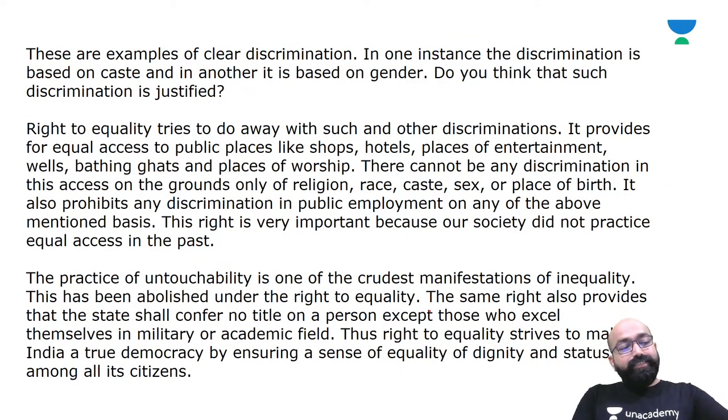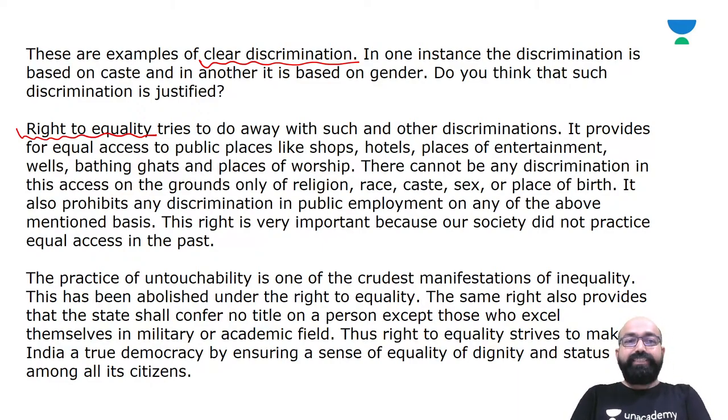Now, see the two examples: the example of Suresh Kumar and the story of the news anchors. These are examples of clear discrimination. In one instance, the discrimination is based on caste, and in the other, on gender. Do we think such discrimination is justified? Obviously not. So the right to equality tries to do away with such and other discriminations.